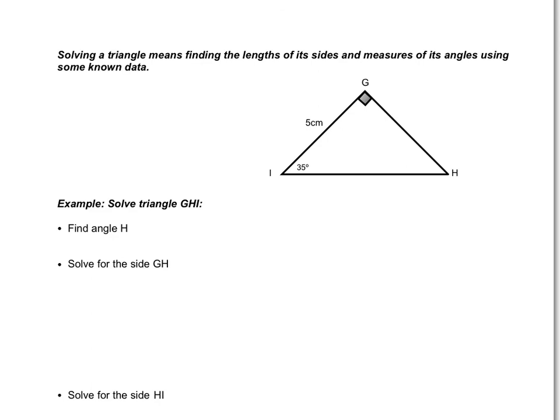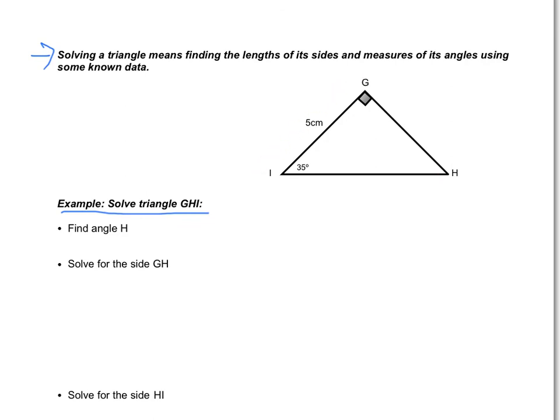This last example, I'm going to ask you to finish on your own, but I'm going to get you started on it. So here we're asked to solve the triangle GHI. When you're asked to solve a triangle, that means finding all the lengths of sides and all the angles that are missing. So if we look at this triangle, we know the 90-degree angle, we know angle I, or GIH, and we know the side GI.